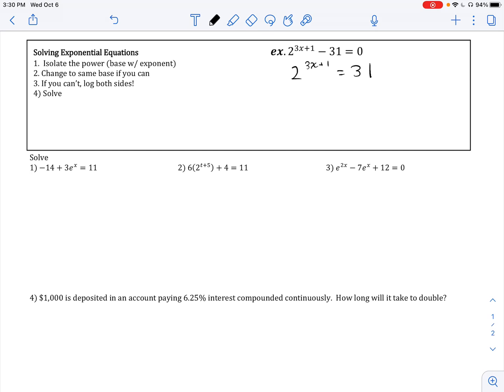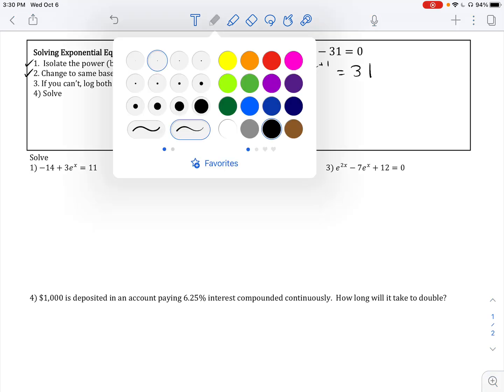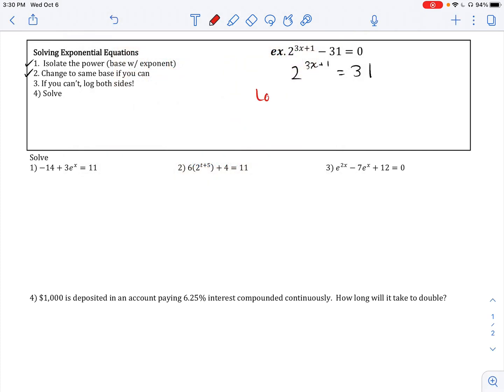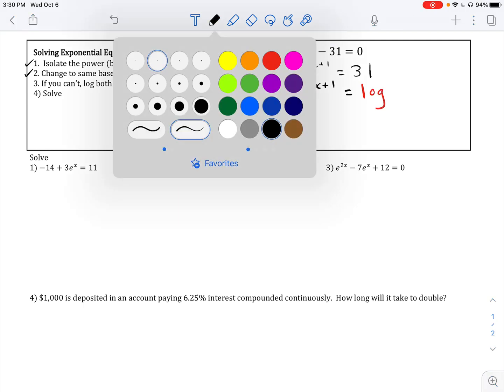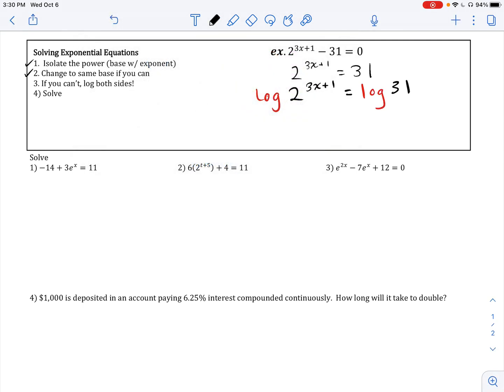Well, after we have isolated our power and we've tried to rewrite each side so it has the same base, and that doesn't work, then we're going to have to take the logarithm of both sides. So that is to say, we can write this as the log of 2 to the power of 3x plus 1 is equal to the log of 31. Now, why do we do that? This allows us to use the log properties that we learned in the previous section to rewrite this.